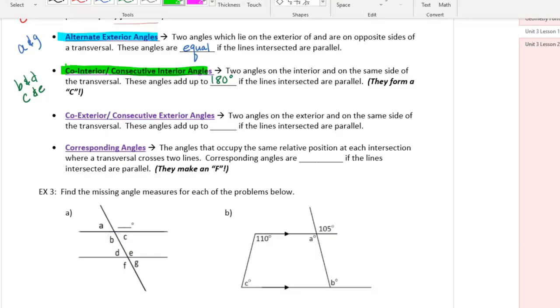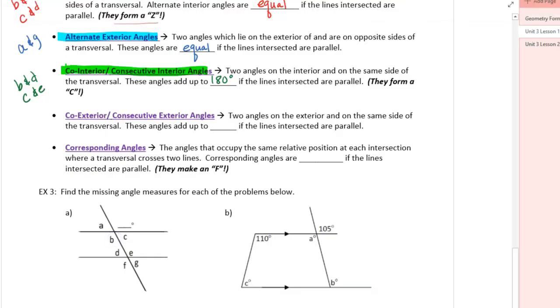All right, so the next one we'll talk about are co-exterior angles. So you can probably guess what that is by now. They have to be outside the parallel lines, but on the same side of the transversal. So for instance, that would be A and F, because A and F are outside the parallel lines, but on the same side of the transversal. And guess what? Those add up to 180 degrees as well.